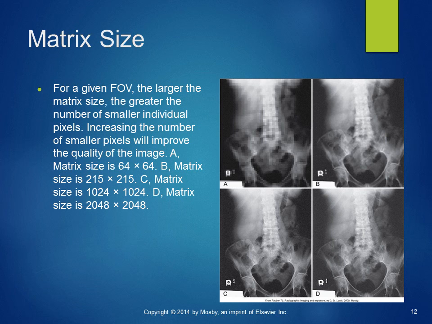Matrix size. For a given FOV, the larger the matrix size, the greater the number of smaller individual pixels. Increasing the number of smaller pixels will improve the quality of the image. In A, the matrix size is 64 by 64. In B, to your right, the matrix size is 256 by 256, C 1024 by 1024, and D 2048 by 2048.